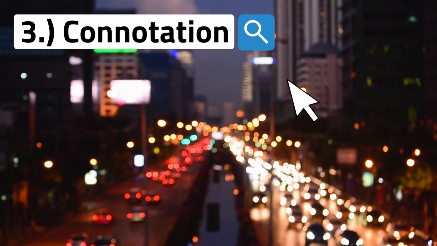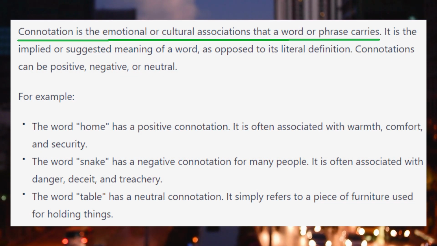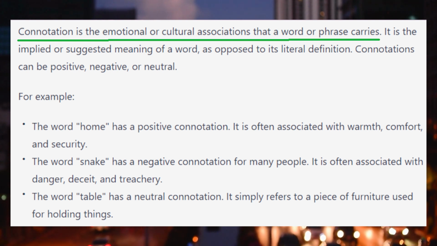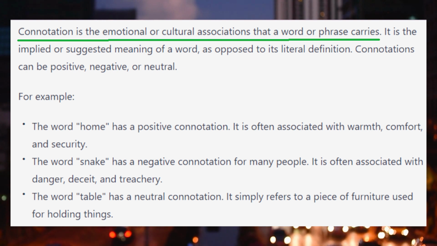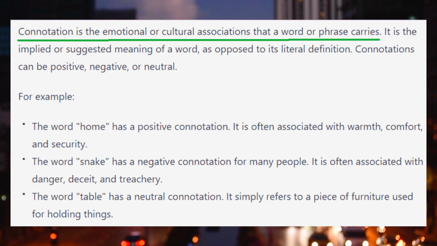Vocabulary term number 3 is connotation. The definition of connotation is that connotation is the emotional or cultural associations that a word or phrase carries. It's kind of what you think of or feel. It's the implied or suggested meaning of a word as opposed to just its literal definition.